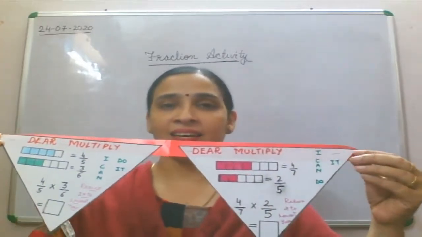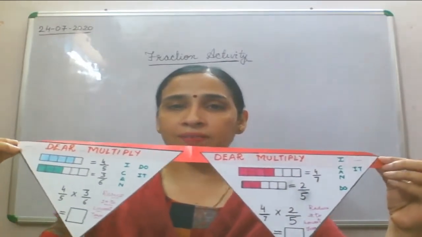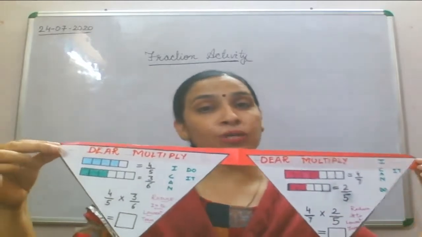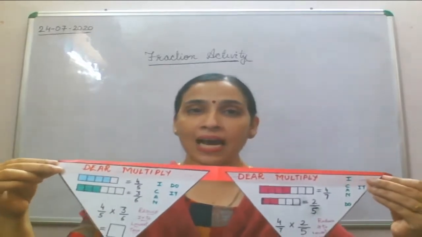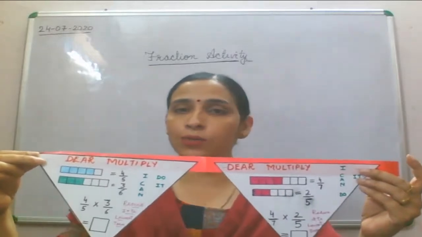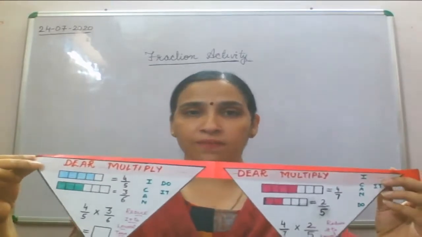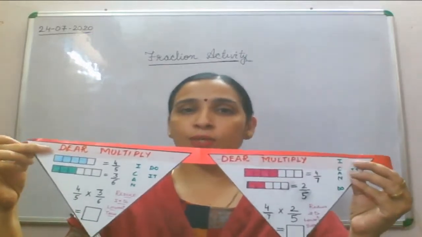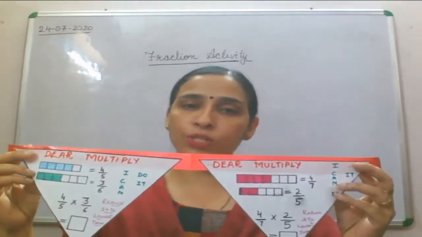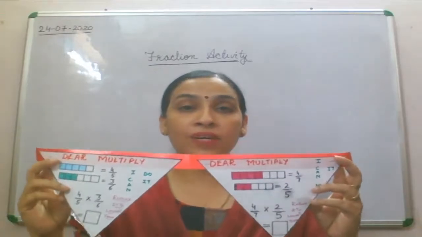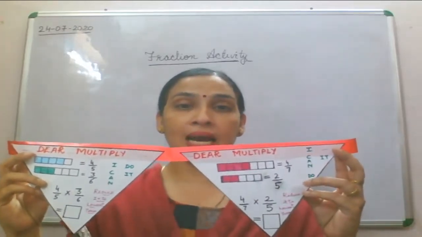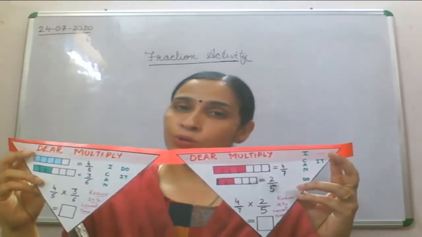See this whole activity of multiplication. In this way you can make it, and you can make smaller size triangles and paste them in your notebook. Fine. Instead of this ribbon, you can use colorful paper also, and you can do this kind of activity and paste it in your notebook.